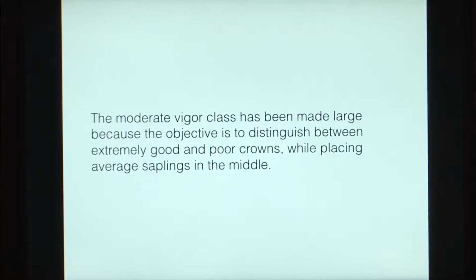Now, the moderate vigour class has been made large because the objective is to distinguish between extremely good and poor crowns. So, in the case of poor crowns we are not going to plant them in the field. In the case of extremely good crowns, they will be the first options when we want to plant these saplings into the field, and anything that is not extremely good, that is class 1, or not extremely poor, that is class 3, comes in the middle.